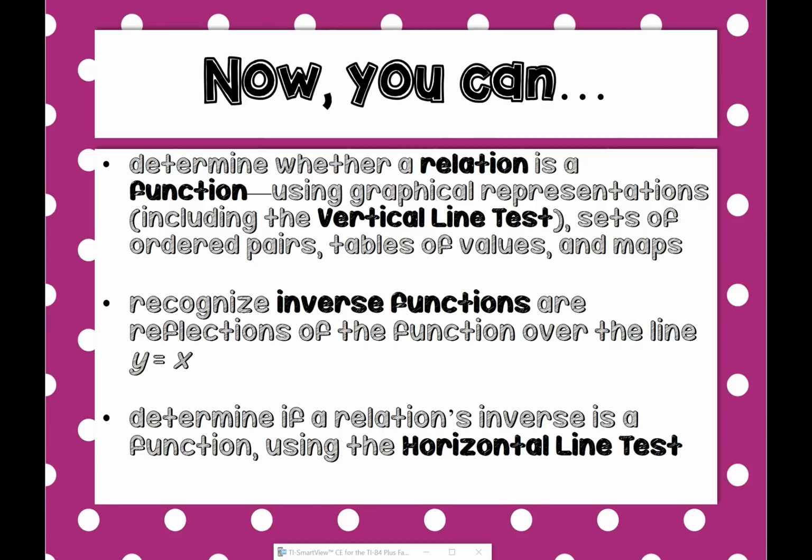That wraps up our lesson for today. So we will pause here.